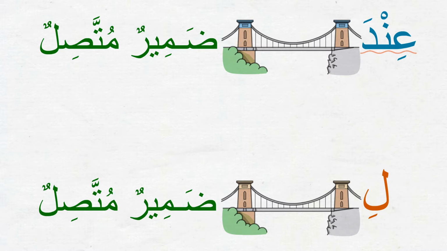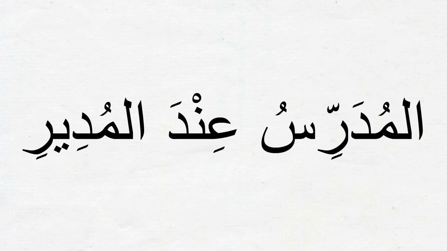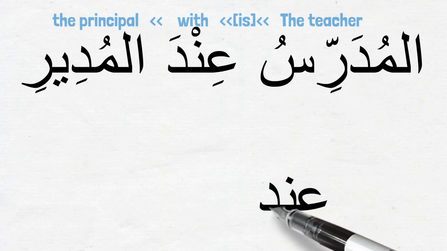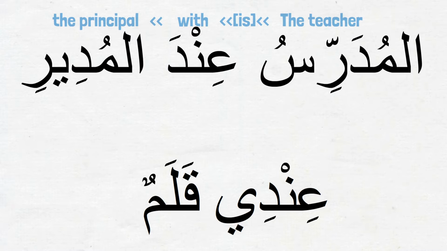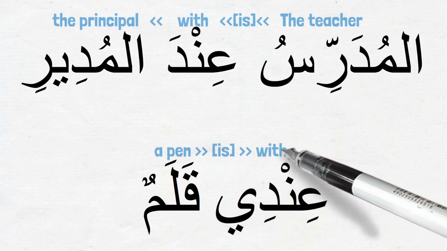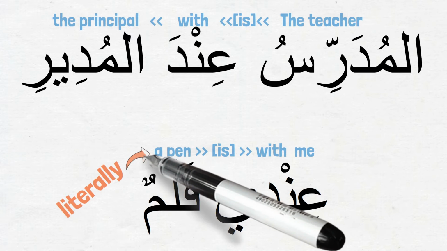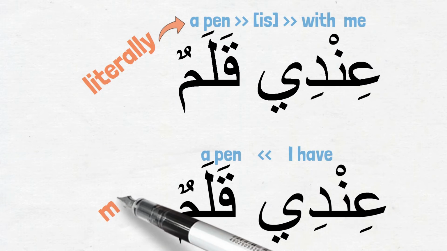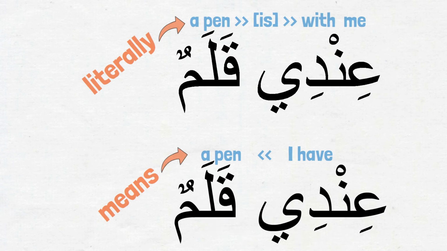We've already seen the usage of Inda in sentences like Al-Mudarrisu Inda al-Mudiri. The teacher is with the principal. Here, Inda al-Mudiri conveys the meaning of with the principal at his place. But Inda can be used with a slightly different meaning. For example, if I say Indi qalamun, it literally means with me a pen. In other words, a pen is with me. But we translate it into English as I have a pen with me.